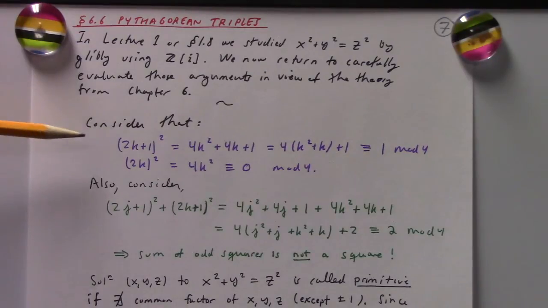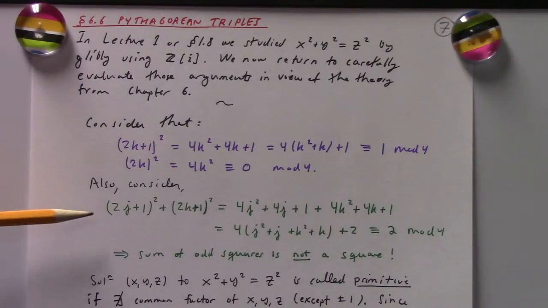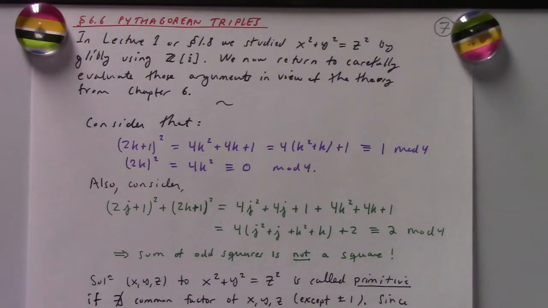First of all, we need to make some observation about squares of odd and even numbers. The square of an odd number is congruent to 1 mod 4. The square of an even number is congruent to 0 mod 4. I think most of you would have liked this for test questions last time around. Who knows, maybe it's a question on the final. Also, if you consider the sum of two odd squares, (2j+1) squared plus (2k+1) squared, multiply it out, group things together that have 4s, you can see that it's congruent to 2 mod 4. But you see 2 is neither 1 nor 0, which goes to show you that the sum of odd squares is in fact not itself a square.